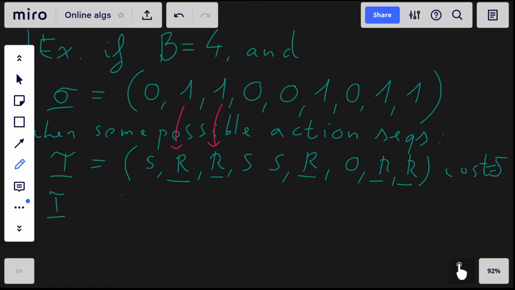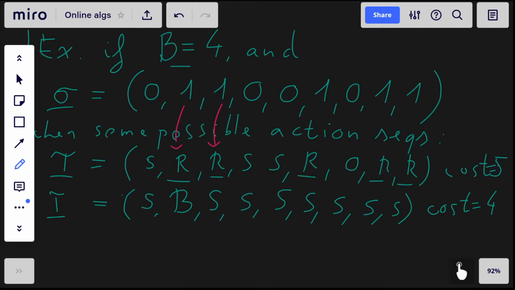Or another possible output sequence is, say, I can just buy the pair of skis on the very first snowy day if I wish. So on the first day there's no snow, so I'm just skipping. But on the next day there is snow, so I'll buy the ski. But from that point on I don't have to rent, I don't have to buy, which is encoded by just skip, skip, skip, and so on. Now in this case the cost is 4, because the parameter of the input B was 4, so the price for which I bought the pair of skis on the very first snowy day is 4, but I don't have to pay anymore.